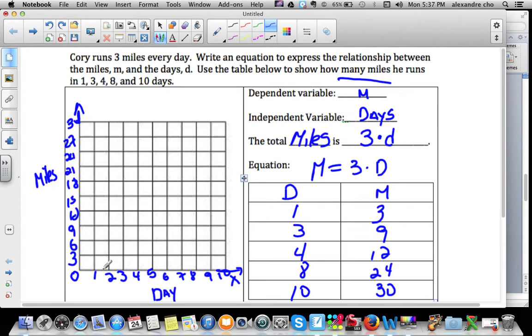All right, so let's try this. 1 day would be 3 miles. We need 3. 3 days would be 9 miles. In 4 days, he runs 12 miles. In 8 days, where's 8? He's running 24 miles. And 10 days, he runs 30 miles.